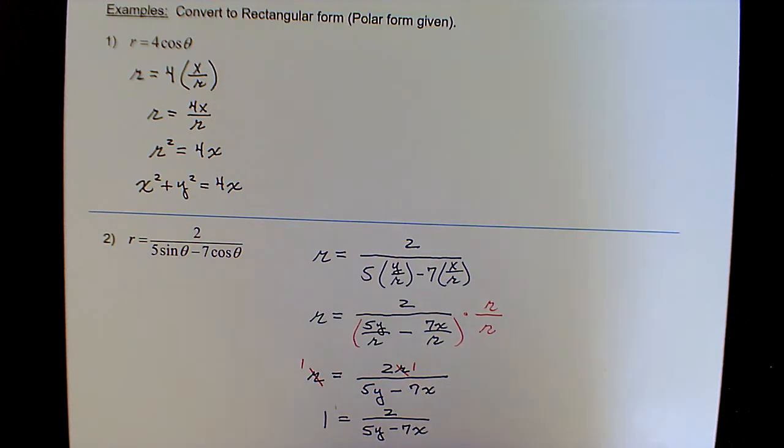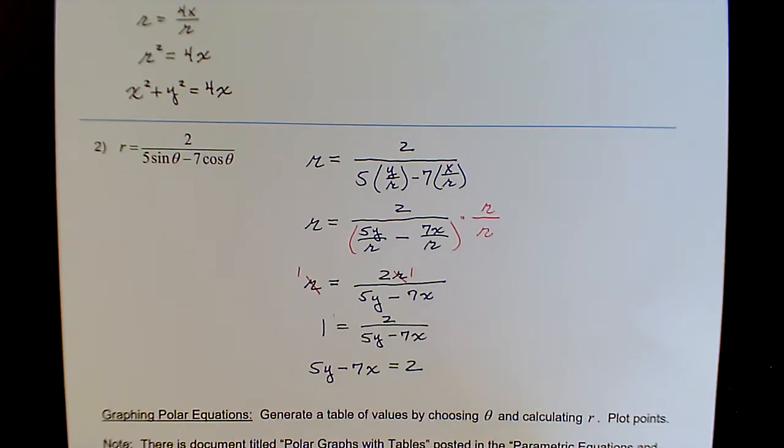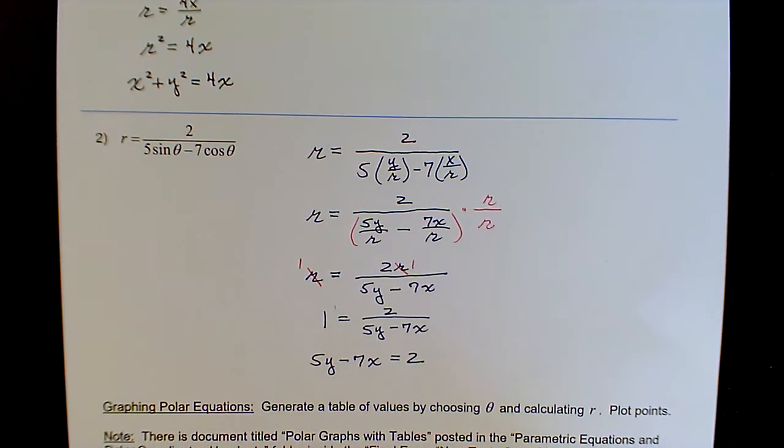And now think of cross multiplying or multiplying both sides by 5y minus 7x, and we get 5y minus 7x is 2. And that's sufficient. You could solve for y in terms of x, but that's certainly the equation of a straight line, and so you could leave it at that. Alright, so that would be 12 points between those four problems, one of each type.